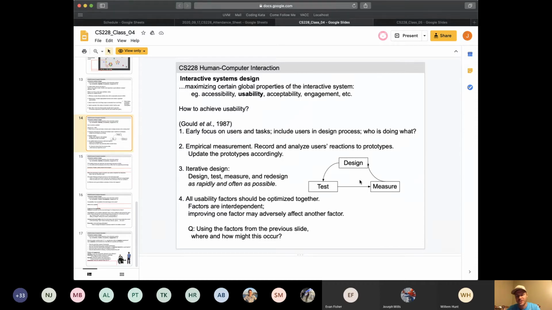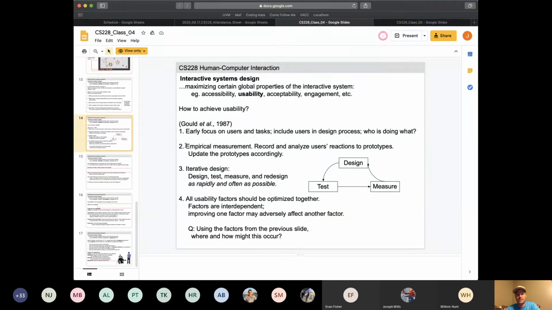Okay, so last time, this is where we left off. Let me get my other computer up so I can see the special red text too. Okay, so this is where you left off last time, I believe. If not, someone stop me. Last time you ended off talking about the early focus on users and tasks in this kind of usability process. Include users early in the design process.